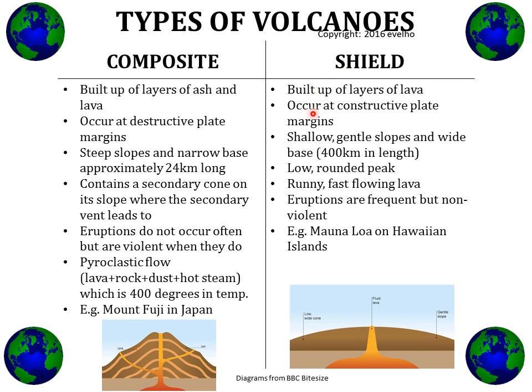Shield volcano. It's built up of layers of lava, not ash. It occurs at constructive plate margins, is quite shallow and has gentle slopes with a wide base of around 400 kilometers in length. It's low and has a rounded peak. Its lava is also really runny and fast flowing. Eruptions are frequent but non-violent, and an example of this is Mauna Loa on the Hawaiian Islands. So here are two diagrams to show you that.